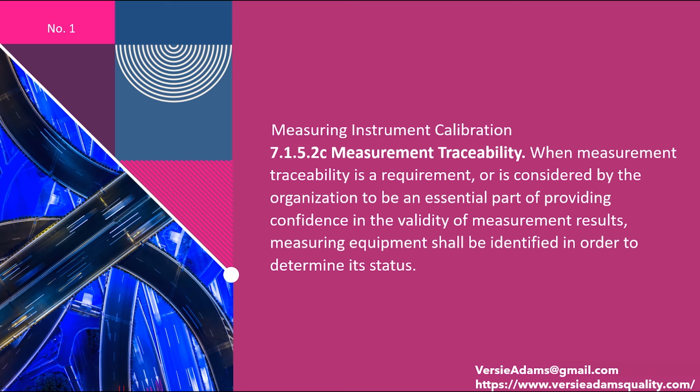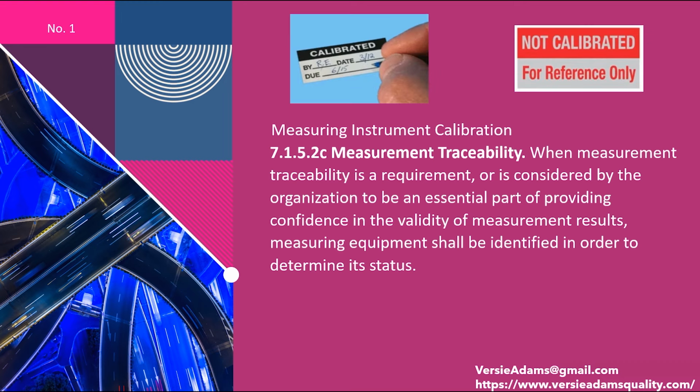So my first audit finding is in the area of measurement instrument calibration. As the standard states in clause 7.1.5.2c, measurement traceability: when measurement traceability is a requirement or is considered by the organization to be an essential part of providing confidence in the validity of measurement instruments, measuring equipment shall be identified in order to determine its status.